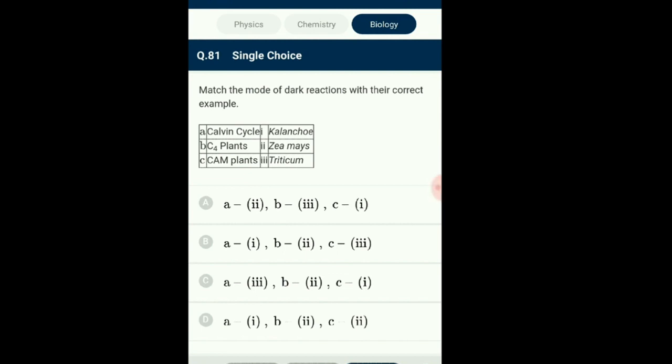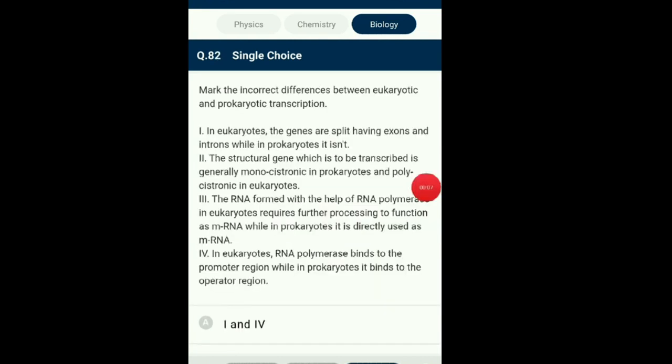Kalanchoe belongs to the family Crassulaceae and shows the CAM pathway of carbon fixation. Triticum, generally called wheat plant, uses the standard method of carbon fixation, that is the C3 pathway. Maize, Zea mays, shows the C4 pathway as it grows in dry tropical climates. So the correct answer is option C. The correctly matching option is C.